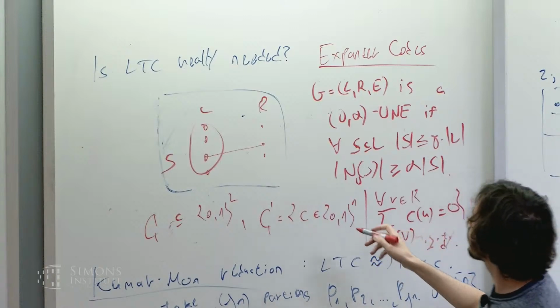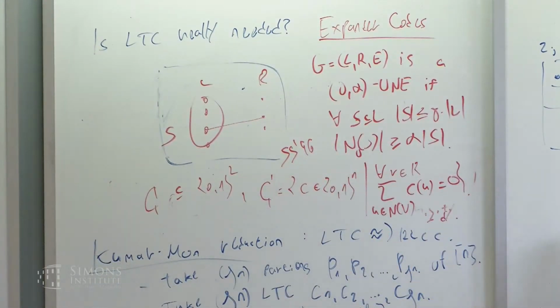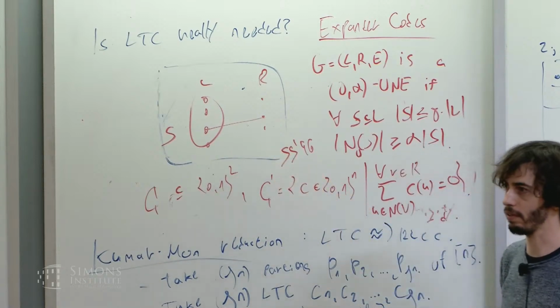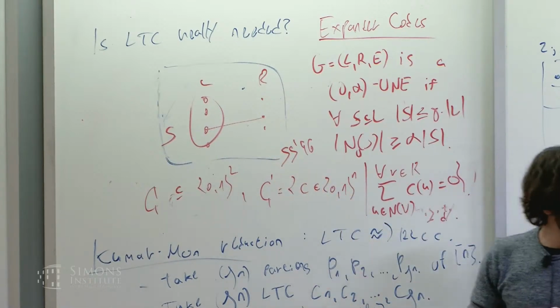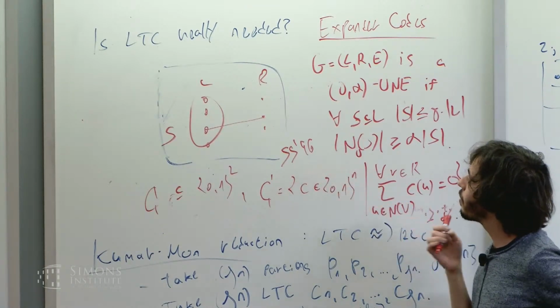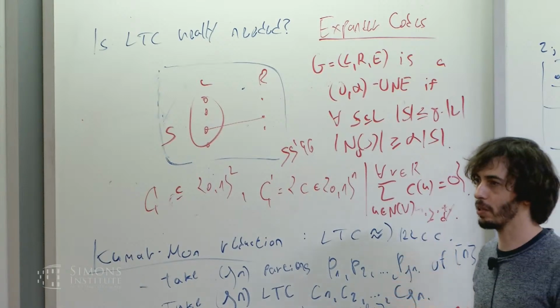So these codes were defined by Sipser and Spielman in '96. I guess we also saw other expander codes today, the ones where we have bits on the edges, but here we have bits on the vertices. These are very, very simple codes, and as was shown by Sipser and Spielman, they have the great advantage of having linear time decoding.